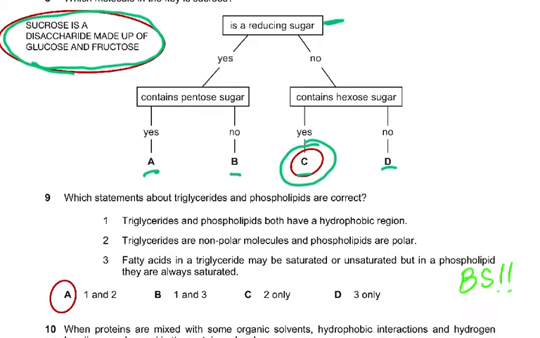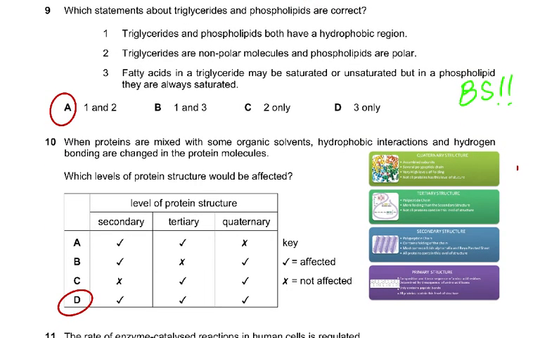Okay, then we have which statements about triglycerides and phospholipids are correct? Triglycerides and phospholipids both have a hydrophobic region. Triglycerides are non-polar molecules and phospholipids are polar. Fatty acids in a triglyceride may be saturated or unsaturated, but in a phospholipid they are always saturated. Now, as I have underlined it, it's a lot of BS. Of course, BS means beautiful story.